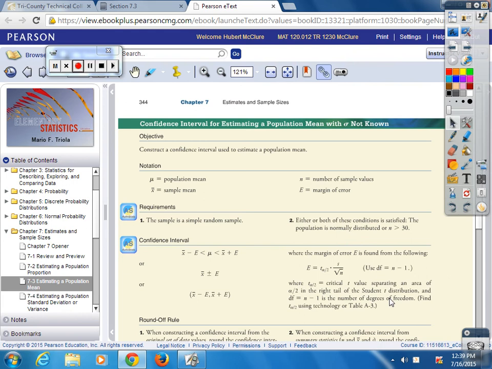And here is your formula for the margin of error. E, the margin of error, is equal to t sub alpha over 2, and we will show you how to find your t, times the standard deviation over the square root of n. And the degrees of freedom for your table is n minus 1, and we'll talk about that. So you might want to write that formula for the margin of error down.